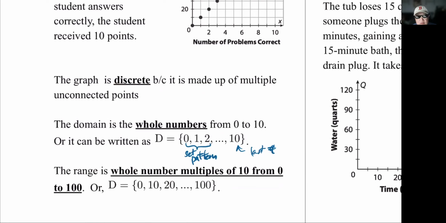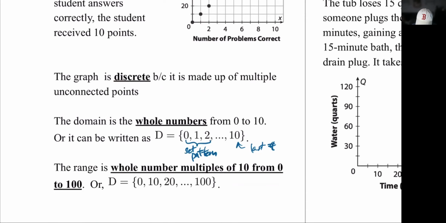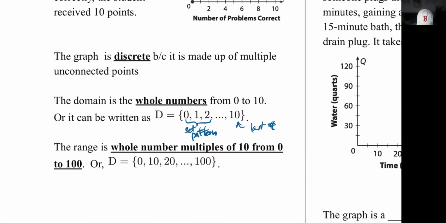For the range, it's the whole number multiples of 10 from 0 to 100. That is correct. And the eagle-eyed among you would have noticed that Mr. Yim should not have written R because it's a range. See that range? Domain is a D, and you're absolutely right. Once again, we set the pattern starting with 0. The next number is 10. You get 1 question right, or 2 questions right, worth 10 points each, with 20 points. So we establish a pattern that the numbers go up by 10. And we continue that pattern until we reach 100.